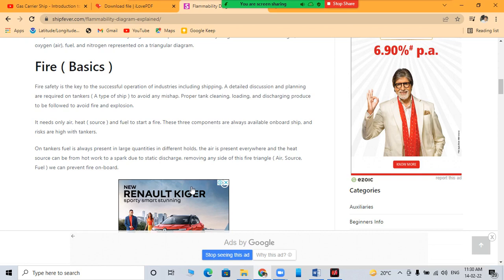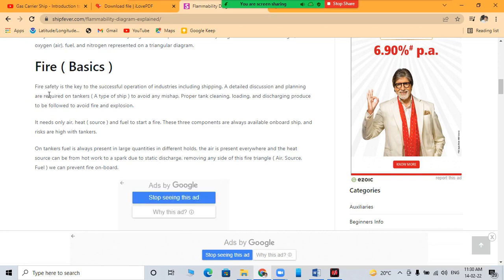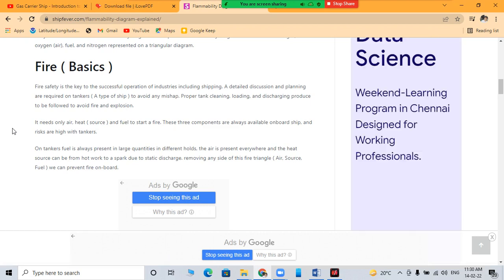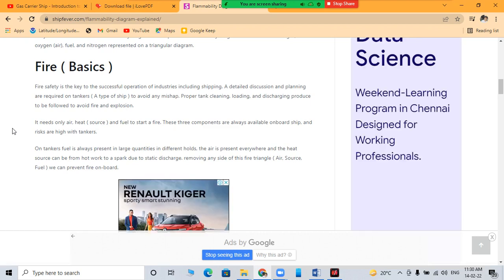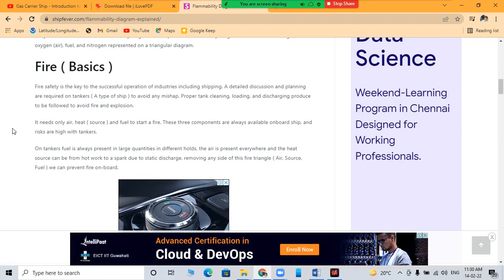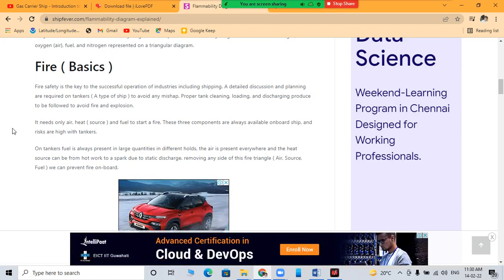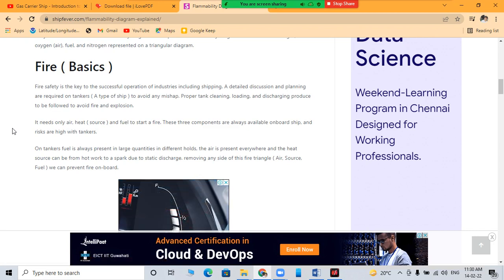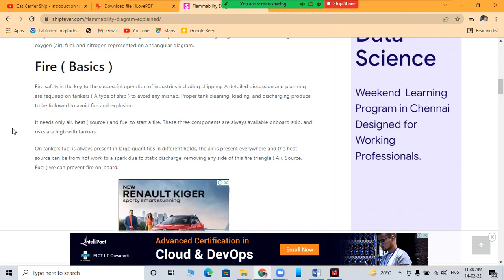Fire safety is the key to the successful operation of industry, including shipping. A detailed discussion and planning are required on tankers, a type of ship where, to avoid any mishap, proper tank cleaning, loading, and discharging procedures must be followed to avoid fire and explosion. It needs only air, a heat source, and fuel to start a fire. These three components are always available on board ships, and risks are high with tankers.